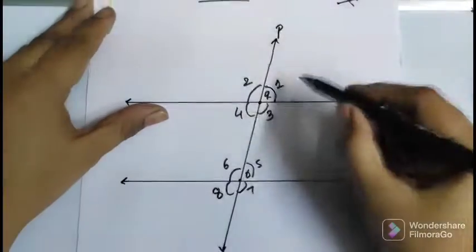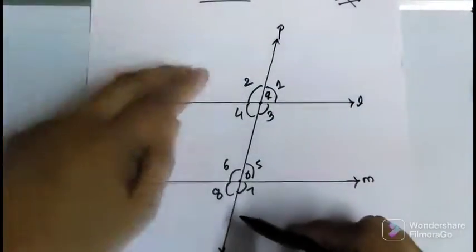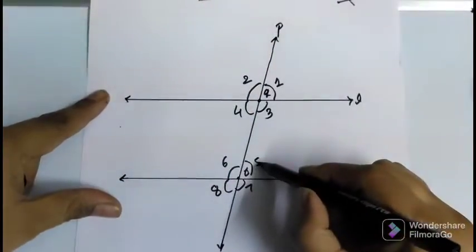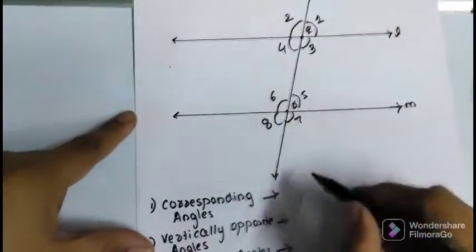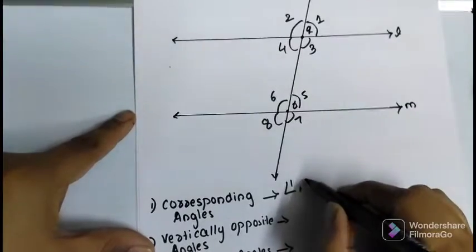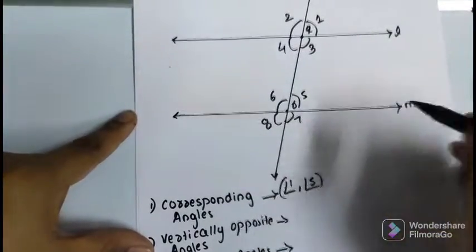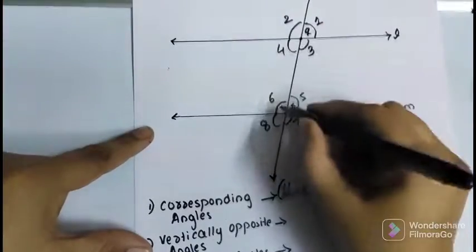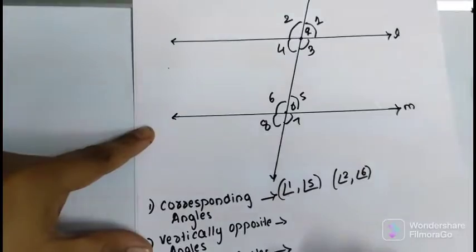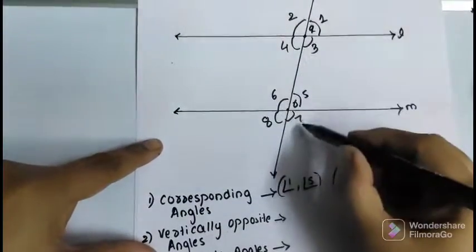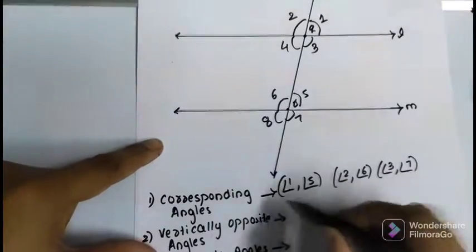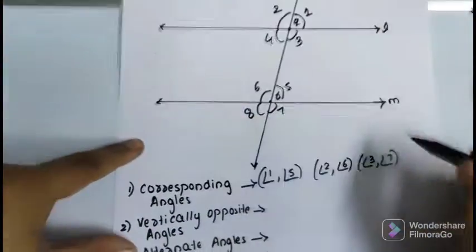Observe the pattern here, this line is cutting exactly this. So angle 1 and angle 5 are equal to each other and they are called corresponding angles. So I will write angle 1 and angle 5, and angle 2 and angle 6, then angle 3 and angle 7, and the last pair, angle 4 and angle 8.